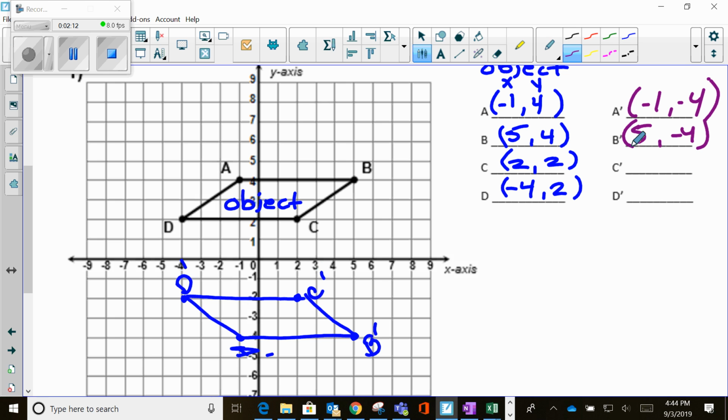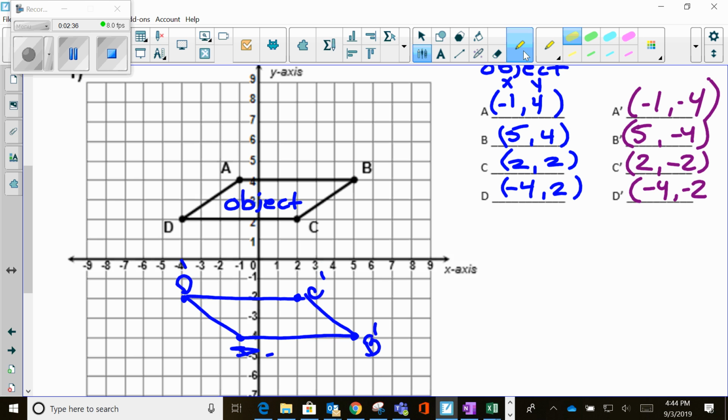Point C was originally 2 points above the x-axis, so I'm going to go 2 points below the x-axis, and I get the point 2, -2. And for D, which was 2 points above the x-axis, I'm going to go 2 points below the x-axis, so that I get -4, -2.